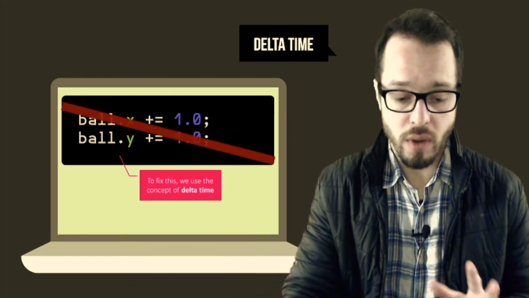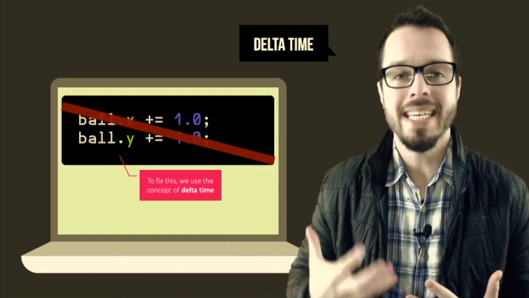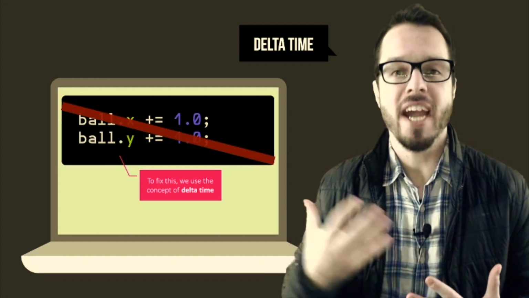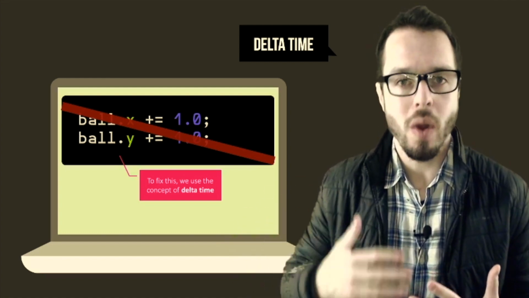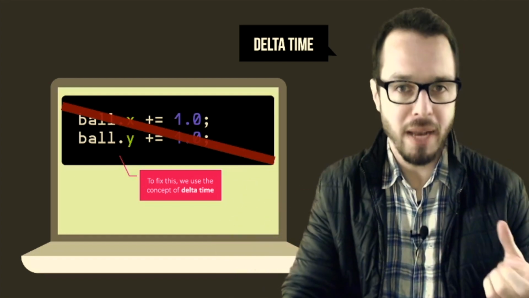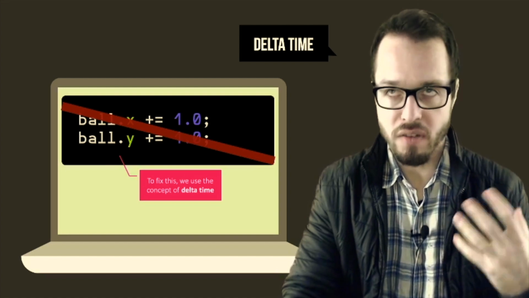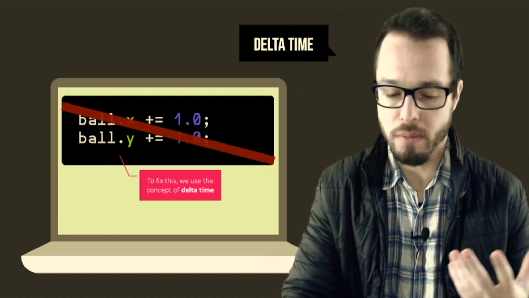What I want to do to fix this is use delta time as a factor that we're going to multiply. We're going to apply this little factor to our displacement, to fix how we approach thinking about movement of objects in the game loop.